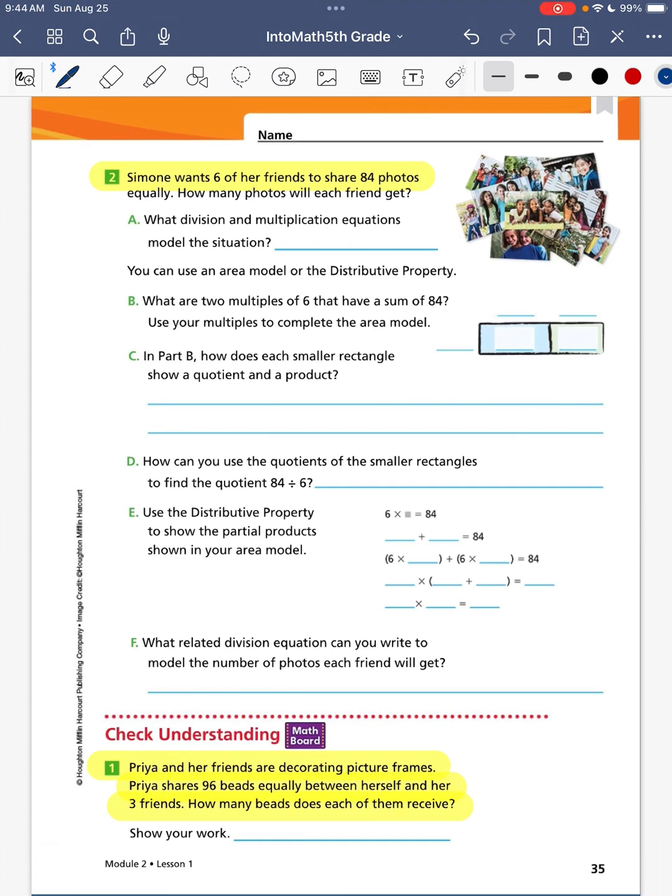Build for understanding number 2. Simone wants 6 of her friends to share 84 photos equally. How many photos will each friend get? As a multiplication problem, we know that this can be 6 times blank equals 84. And as a division problem, I'll put 84 as my dividend under the division bracket, and we're dividing by 6. We can use an area model to show how we can break up 84 into multiples of 6.